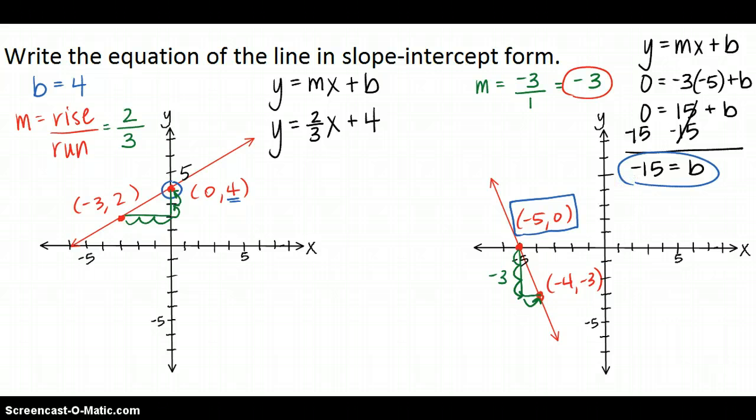Again, once you have both of those two pieces of information, you can go ahead and write your final answer. So our final answer for the second graph would be y equals -3x minus 15. Again, if you're more comfortable, you could write y equals -3x plus a -15, since our formula has plus b. If you want to add the negative value, that's perfectly fine as well.